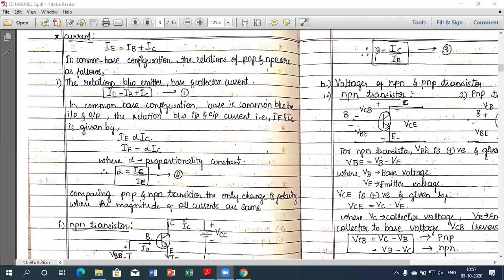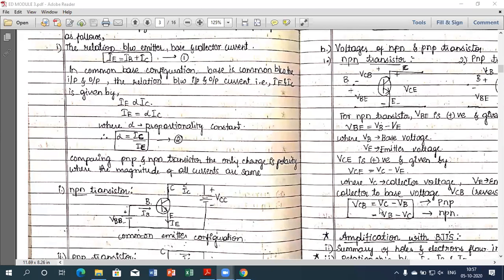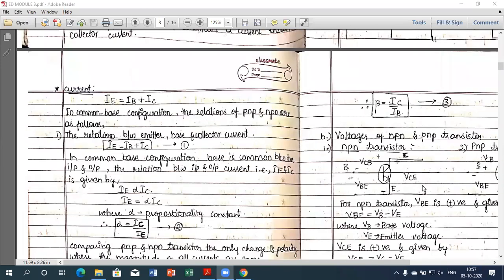So now we have three formulas. The first formula is I equals IB plus IC. The second formula is alpha equals IC by I, where alpha is the current gain for common base configuration. Third is beta equals IC by IB. This is the third formula, which is the current gain for common emitter configuration. These are the current relationships between inputs and outputs for NPN and PNP transistors.